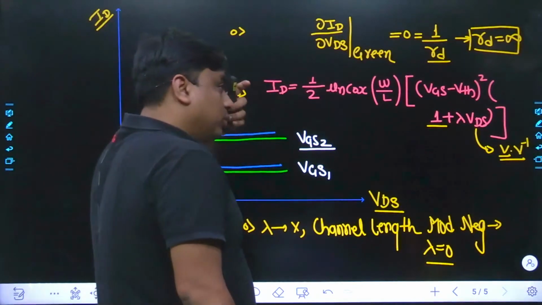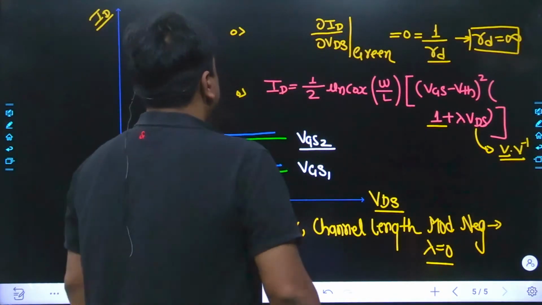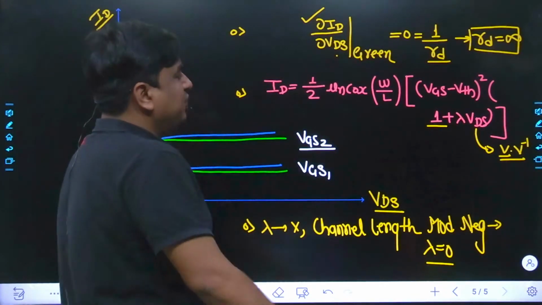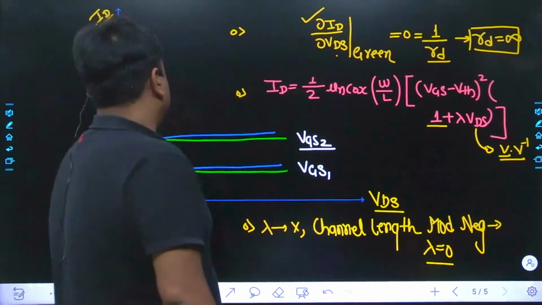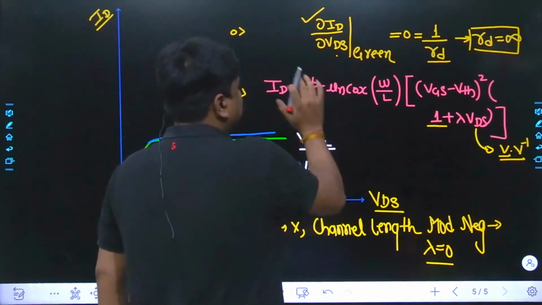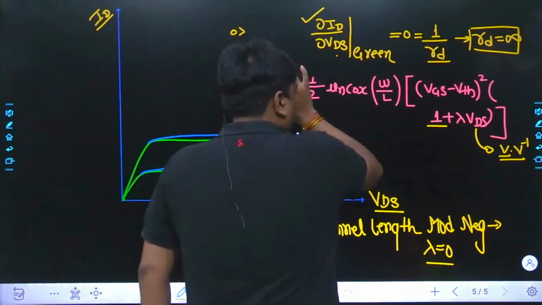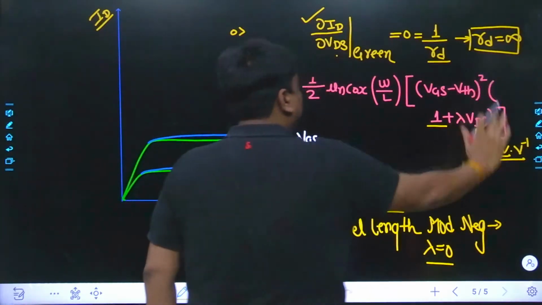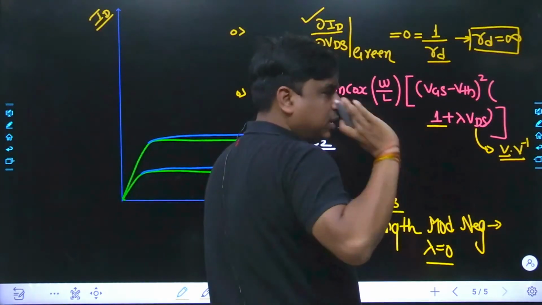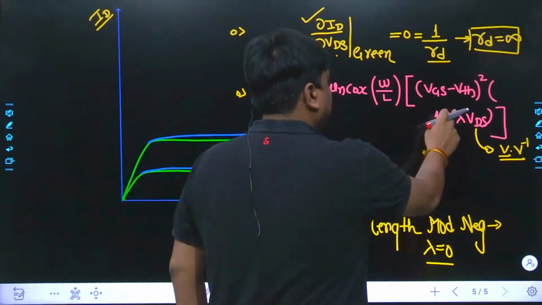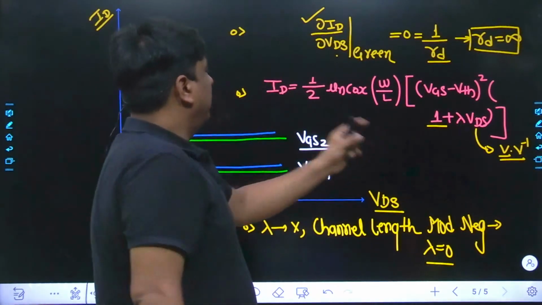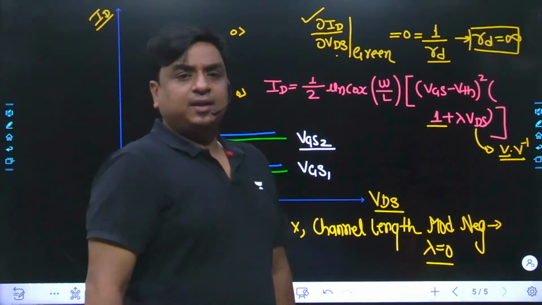Now what we will do over here, my basic intention is to differentiate ID with respect to VDS, which will give you a little bit of an idea. Once we take its differentiation, in this complete component nowhere does VDS exist, so this component will remain as it is. Agreed? Straight away the differentiation of VDS takes place, so here it becomes lambda, and approximately we can take this as ID. Yes or no?